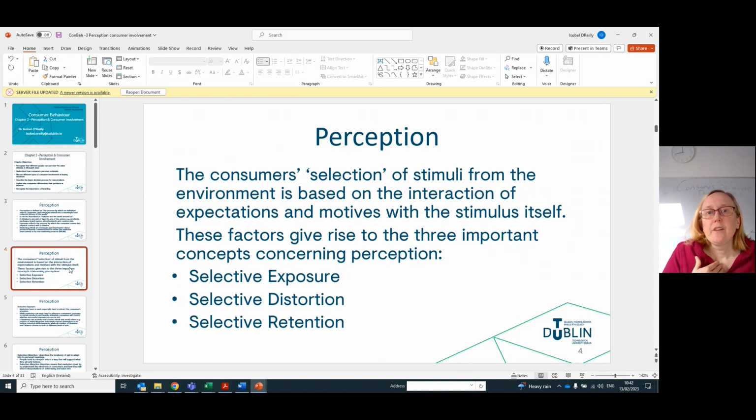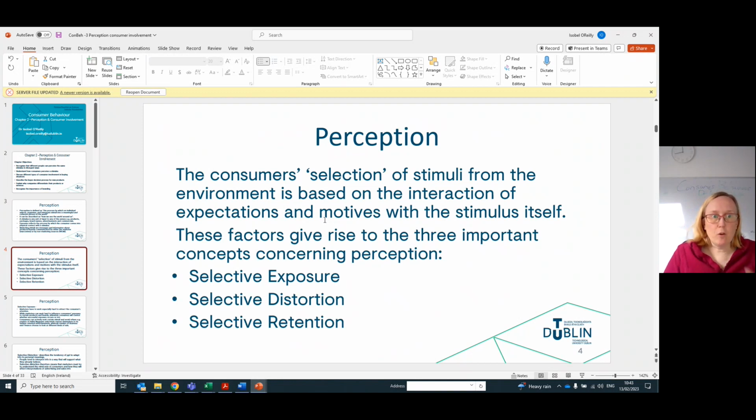And so, consumers' selection of stimuli from the environment. Remember, our consumers are being bombarded with messages on a constant basis and ignoring the vast majority of them. To some degree, they are selecting the ones that they will respond to, and that's what we mean here. So consumers' selection of stimuli from the environment is based on the interaction of expectations and motives with the stimulus itself. These factors give rise to three important concepts concerning perception: selective exposure, selective distortion, and selective retention.